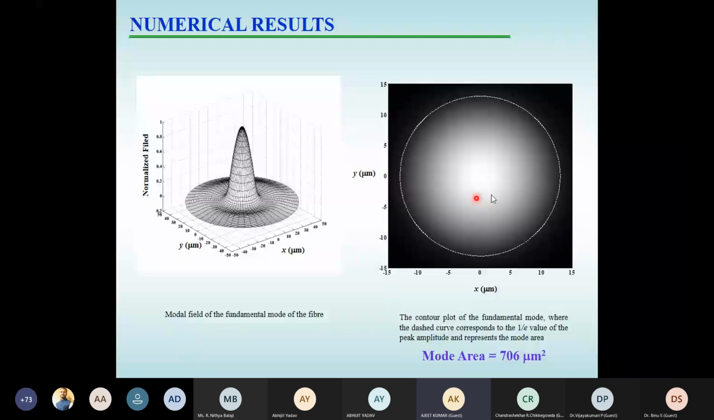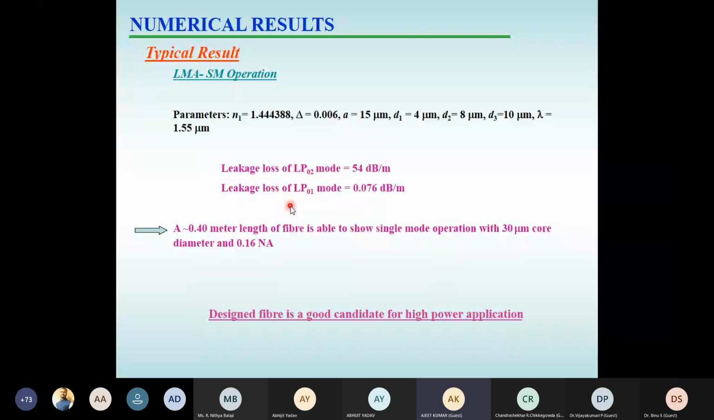One of the typical results we have written over here is that for these optimized parameters, you can get a loss of the fundamental mode of 0.07, and for the LP02 mode, not LP11. I'm writing LP02 mode here because the loss of the LP11 mode is crossing the LP02 mode. So we will see the loss between these two modes, and this is going to give you single mode operation even in less than half a meter length of the fiber, with a core diameter of 30 micron and a numerical aperture of 0.16.